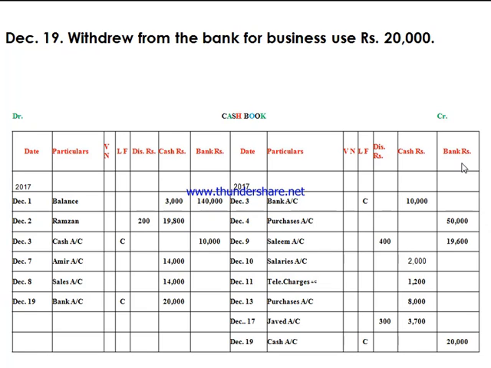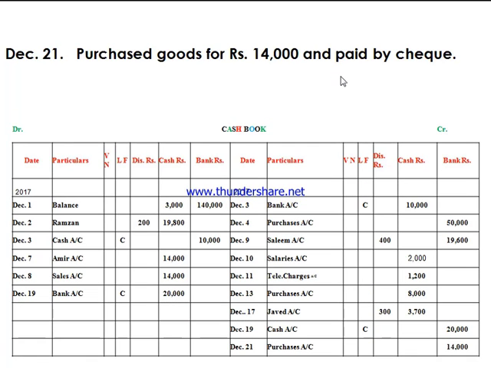Or this is coming into the business again. Therefore, it is a contra entry. We will record it marked as C. So, this is our contra entry.